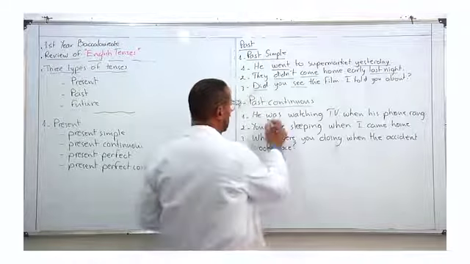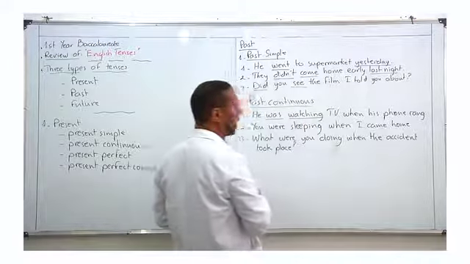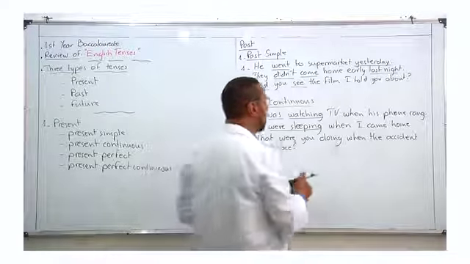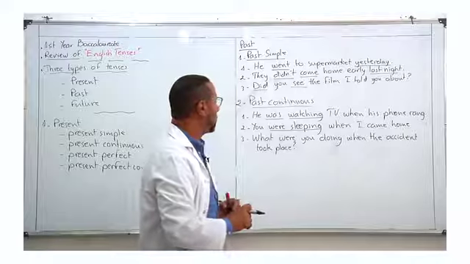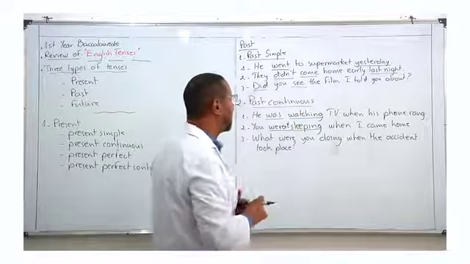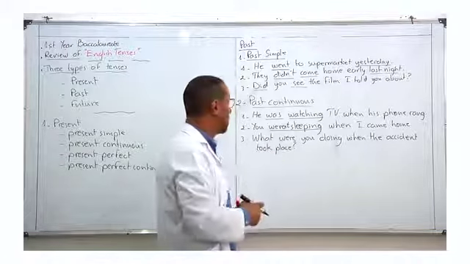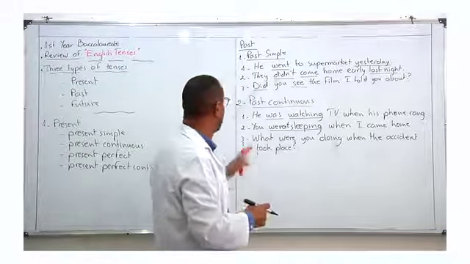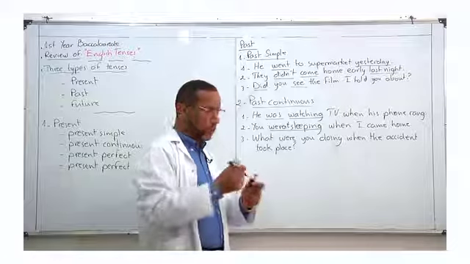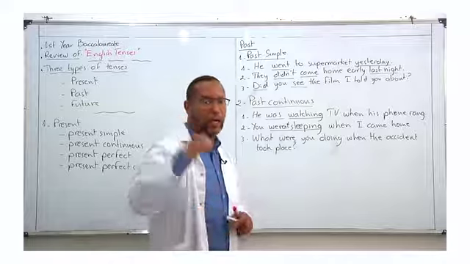This is the past continuous. It is made with the auxiliary verb to be in the past, was or were, plus verb plus ing. Here, for example, he was watching when his phone rang. You weren't sleeping when I came home. That is to say, when I arrived home, you were still watching TV or doing something. Then number 3, what were you doing when the accident happened? Here, I would like you to tell me what action was taking place when another action happened in the past.